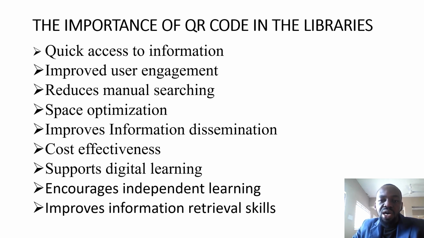costs, be able to cut down manual work, you also have some space. You can imagine a full reading list of several things that can take 10 pages, or a cabinet, that can take up some very big space. So definitely when you have a QR code, that space will be optimized, and it improves information dissemination, cost effectiveness, supports digital learning, encourages independent learning, and improves information retrieval skills. All of these things are things that the implementation of QR codes in libraries would help us to achieve.